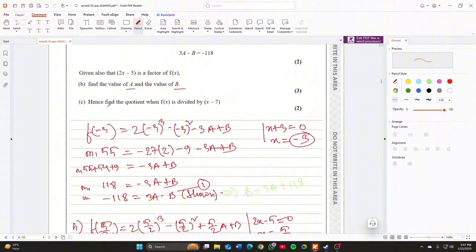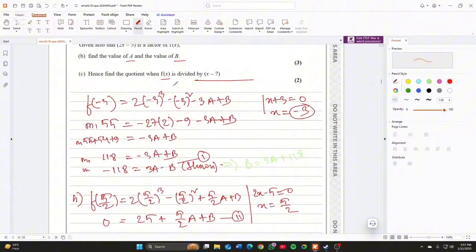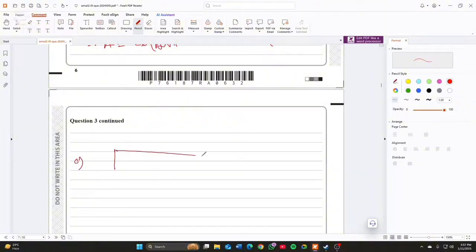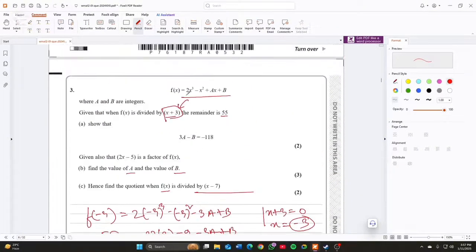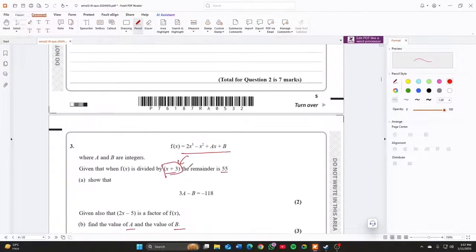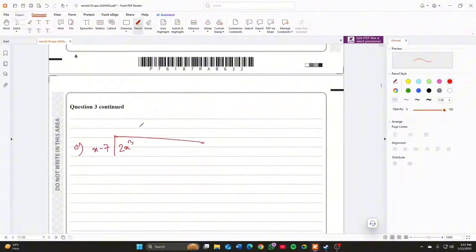Then part C tells us: hence find the quotient when f of x is divided by x minus 7. Okay, so we have to divide the polynomial by x minus 7. So for C, we do long division. x minus 7, and f of x was, what was f of x? I forgot. So 2x cubed minus x squared. The value of a is minus 26, so plus ax minus x squared minus 26x plus 40.